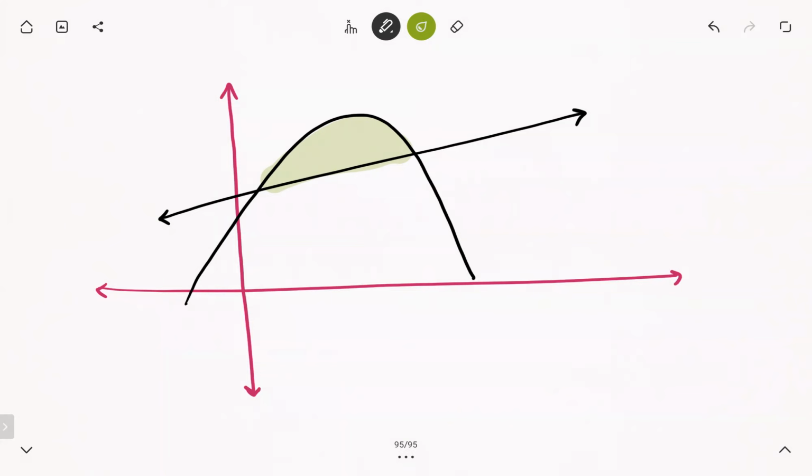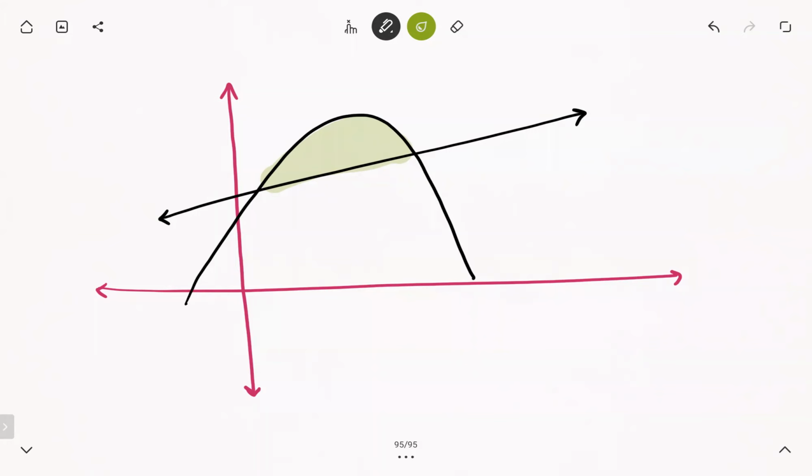You will solve the line and curve simultaneously. You will find their point of intersection. You will get their x coordinates. Then you will integrate the equation of the line using those limits, and you will integrate the curve using those two limits. You will subtract the area under the line from the area under the curve. You will get the shaded area, right?